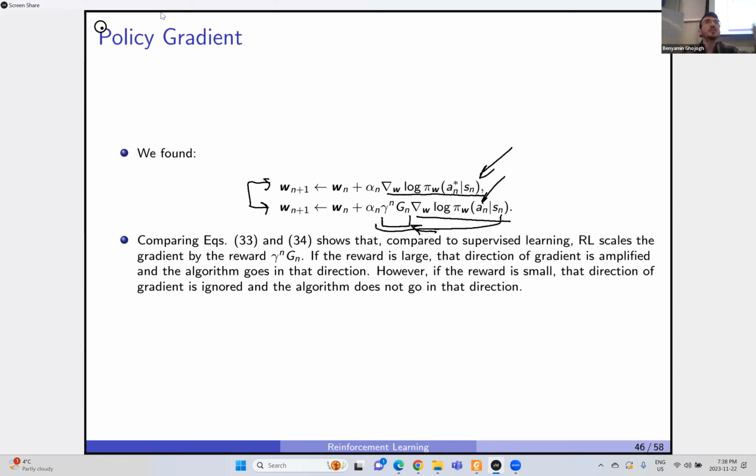In this supervised learning, we trust the action, the best action. In reinforcement learning, who says AN is the best? Right?